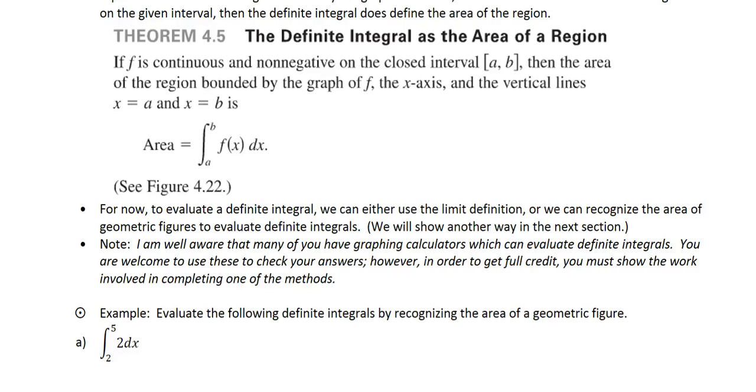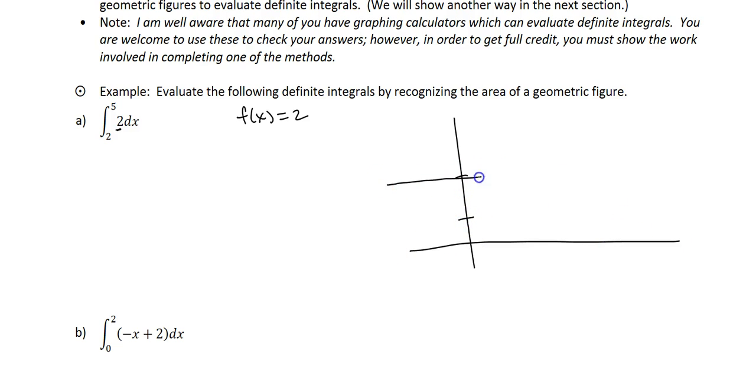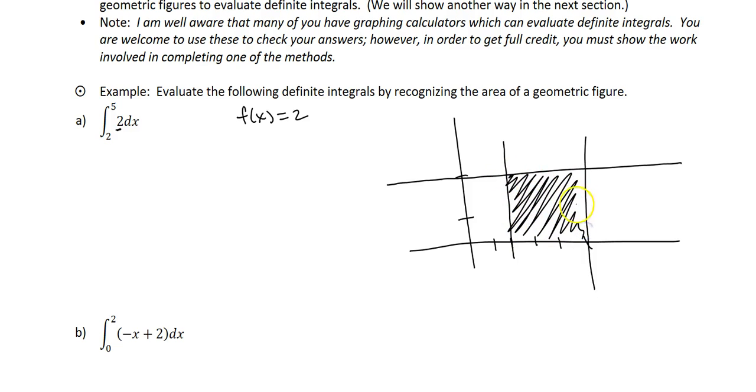Okay. So let's take a look at what this means when I say you can evaluate a definite integral by recognizing the area of a geometric figure. When in doubt, always graph the function that you're trying to integrate, because this could help you determine an easier way to do it. So in this case, we're taking the integral from 2 to 5 of 2 with respect to x. So f of x is equal to 2. And if I graph that, that just looks like a horizontal line at y equals 2. And I'm going from 2 to 5, so I've got vertical lines here and here. And you can see that the shape that's formed here is actually a rectangle.